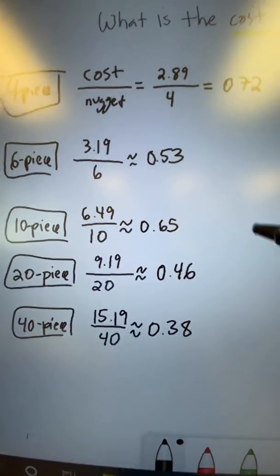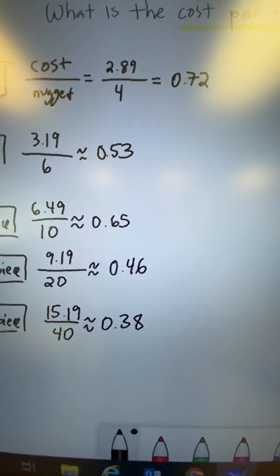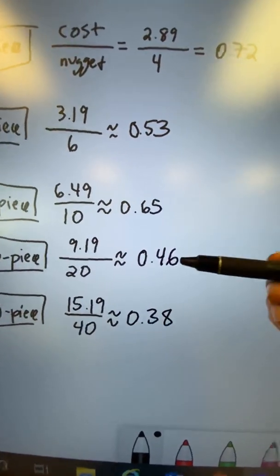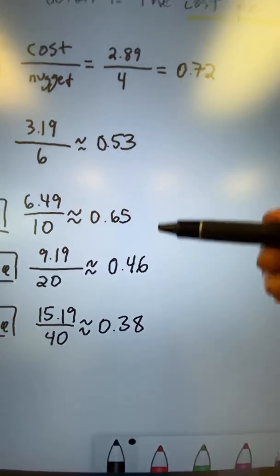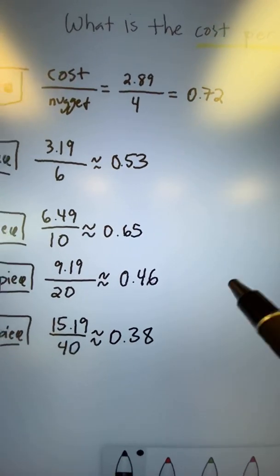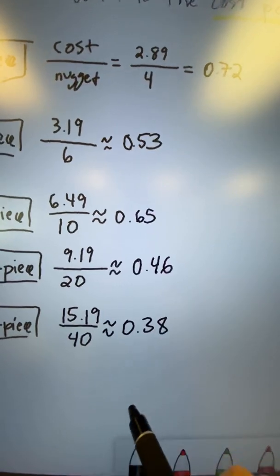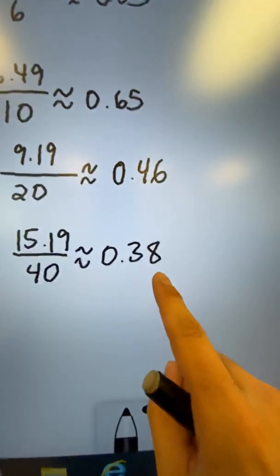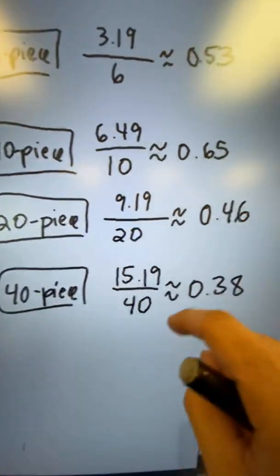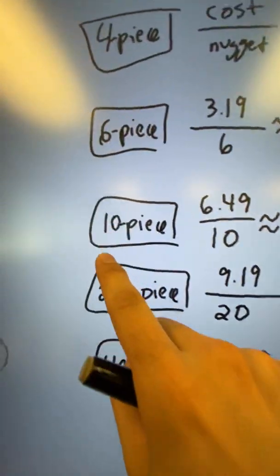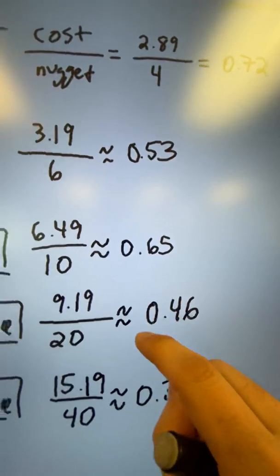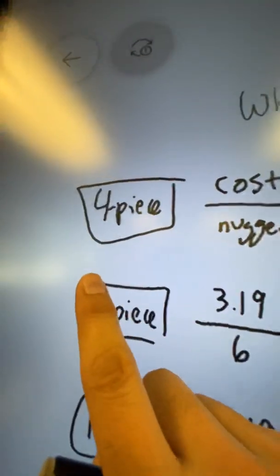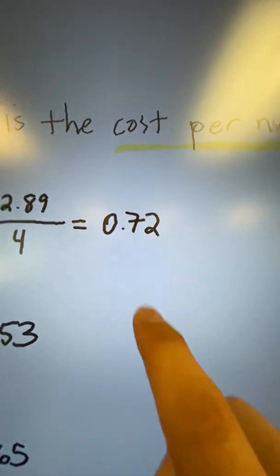Now I just zoomed out a little bit so we could see the different prices. You can see here we got 72 cents, 53 cents, 65 cents, 46 cents, and 38 cents. And again, these are all the different prices per one nugget. So if I buy a 40-piece, every nugget is costing me 38 cents. In a 20-piece, every nugget costs 46 cents. In a 10-piece, each nugget costs me 65 cents. In a 6-piece, each nugget I'm paying 53 cents. And in a 4-piece, each nugget costs me 72 cents.